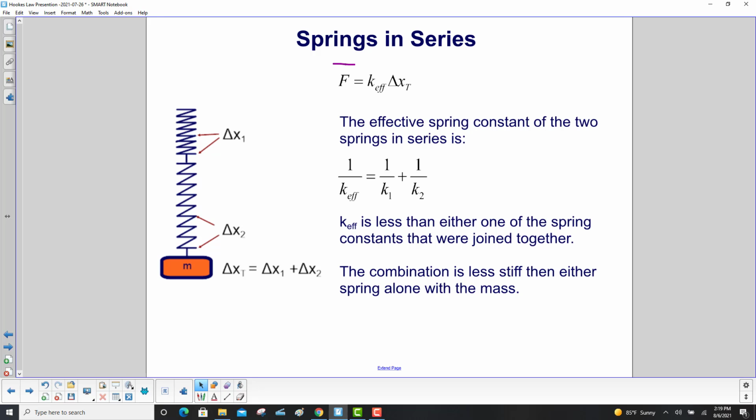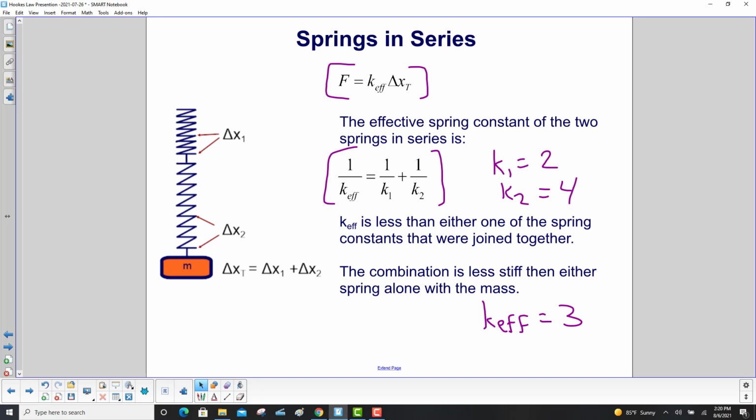So summarizing here, we found this on the previous page: 1 over k effective is equal to 1 over k1 plus 1 over k2. K effective is less than either one of the spring constants that were joined together. The combination is less stiff than either spring alone with the mass. So, for example, if k1 is 2 and k2, let's say that's 4, and you do a calculation and find out the k effective is 3, right away you know that's wrong. It has to be smaller than the smallest spring constant for it to be a correct answer.